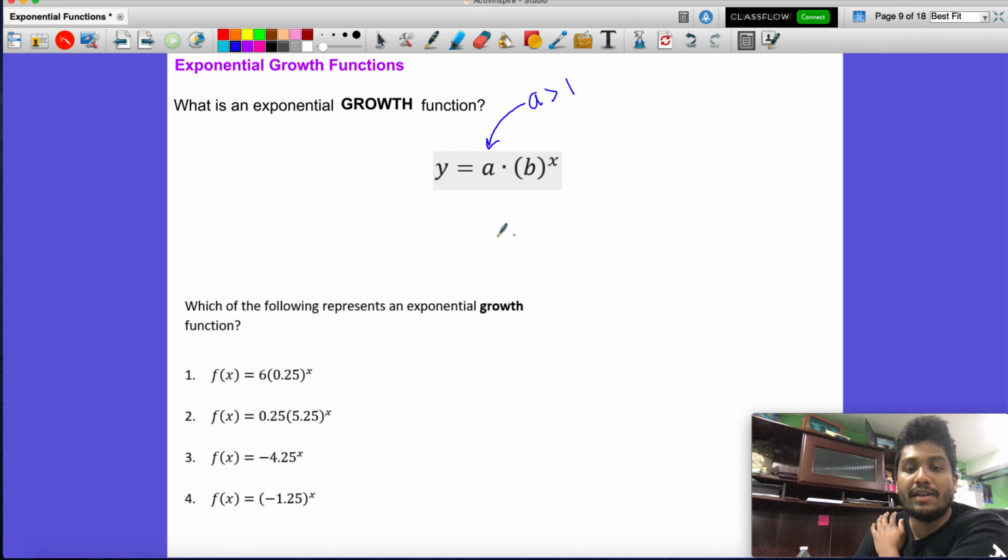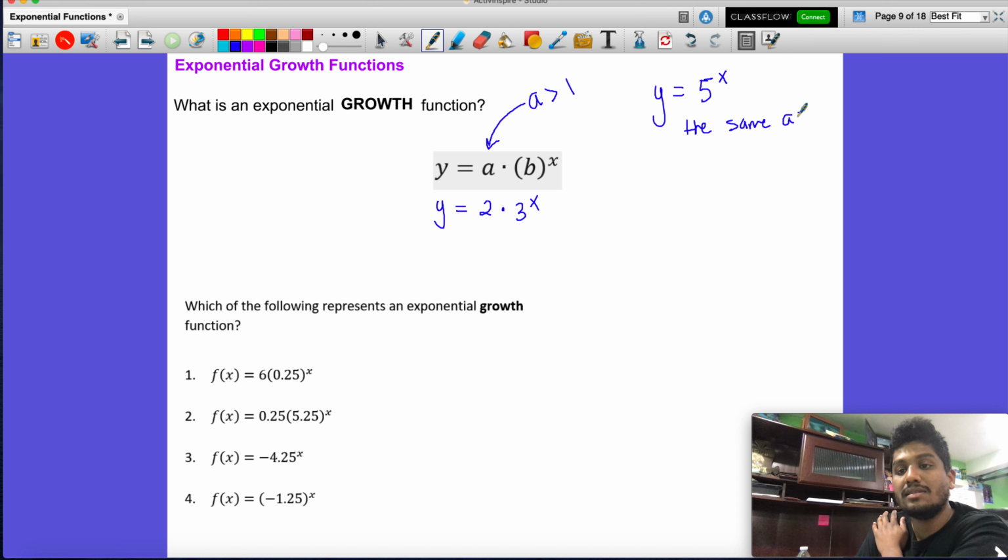So far, they've all been written like this. I'm going to start off with this: so far, we've been dealing with y equals 5 to the x, which is the same as y equals 1 times 5 to the x. These are both the exact same thing, because anything multiplied by 1 will just give you itself again.